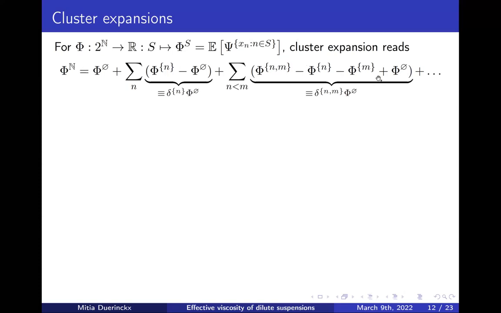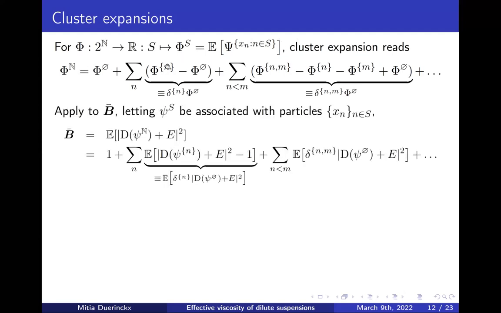So if you have an infinite set of particles, it is natural to pursue this expansion to arbitrary order. Now, of course, you'd like to apply this to B bar, the effective viscosity. This is also just the expectation of a function of your set of particles, so you just repeat this cluster expansion.